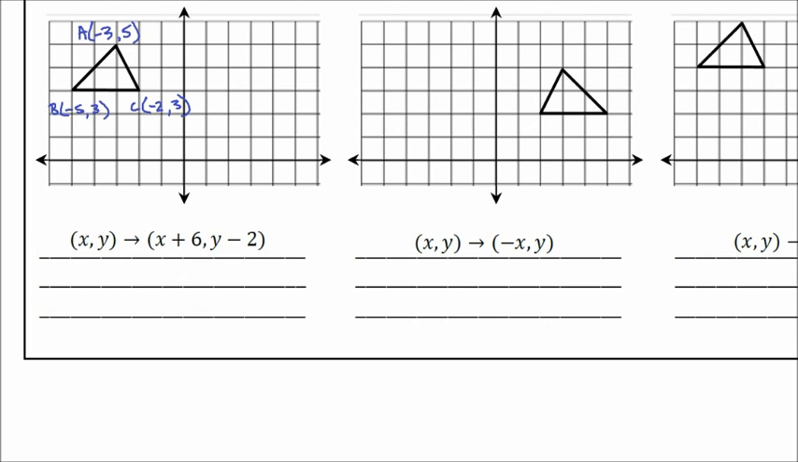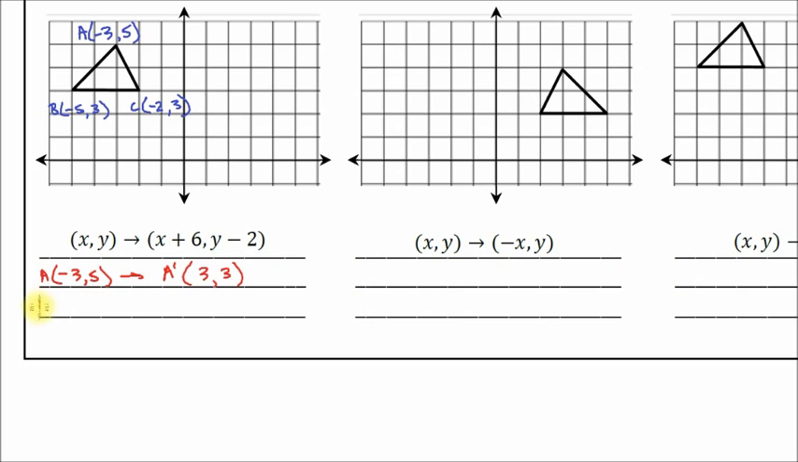Let's go ahead and use our transformation notation to find the new points. So point A started off at -3, 5. Let's transform that. -3 plus 6 is 3. 5 minus 2 is 3. There's going to be our new coordinate. Let's write that new coordinate in prime notation. A prime is going to be 3, 3.